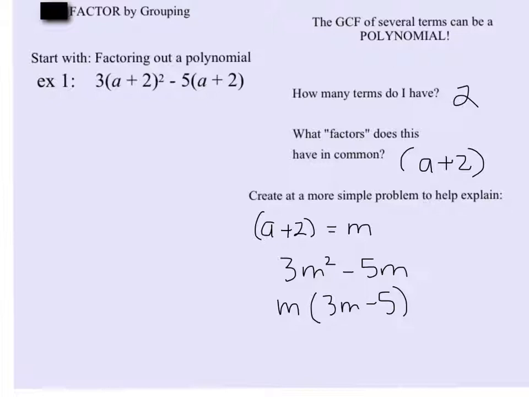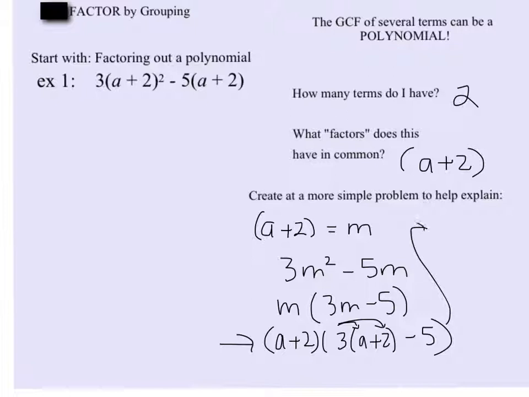Well, by replacing the m, which is something I need to make sure I do, and putting back the a plus 2, I can also see that the a plus 2 is indeed a GCF just like that m was, right? And so I can use substitution to help me solve a more simple problem. What I would do here, if I get down to something like this, is I would distribute that 3 in there and collect like terms and make it a little bit more simple.